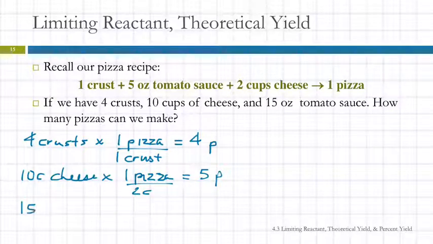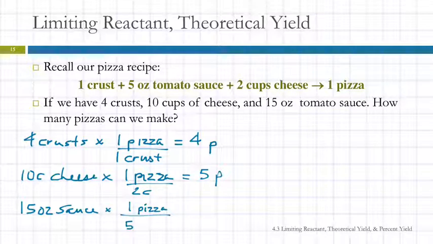And then the sauce, 15 ounces of sauce. And for 1 pizza, we need 5 ounces. Why do we need 5 ounces of sauce? Because the recipe says so. It wasn't meant to be a trick question. 3 pizzas. We look at this and we understand that 3 is the most we can make. 3 is the smallest of these numbers.